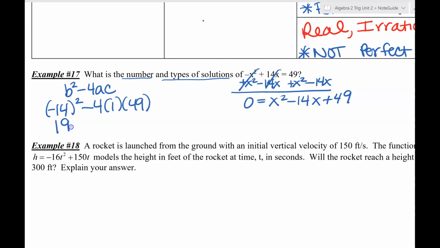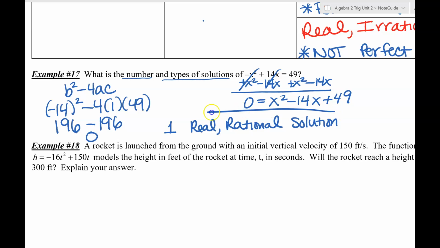So 14 squared is 196, and 4 times 49 ends up being 196 for a discriminant value of 0. So I know that when that's the discriminant, that means I'm going to have one solution, and that the solution is going to be real and rational. So I have one real rational solution.